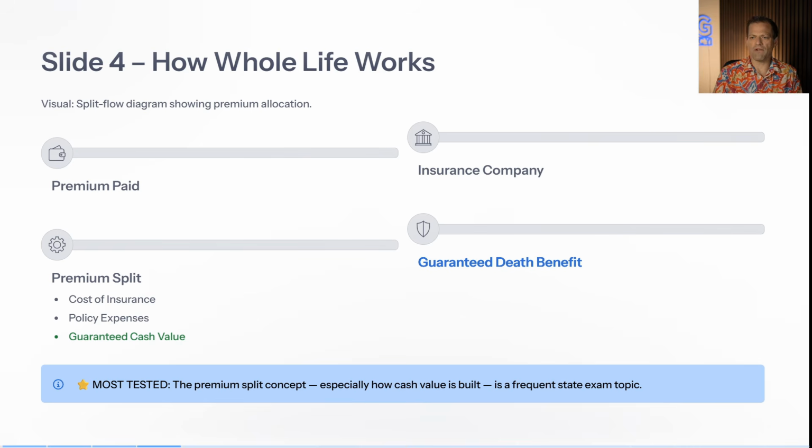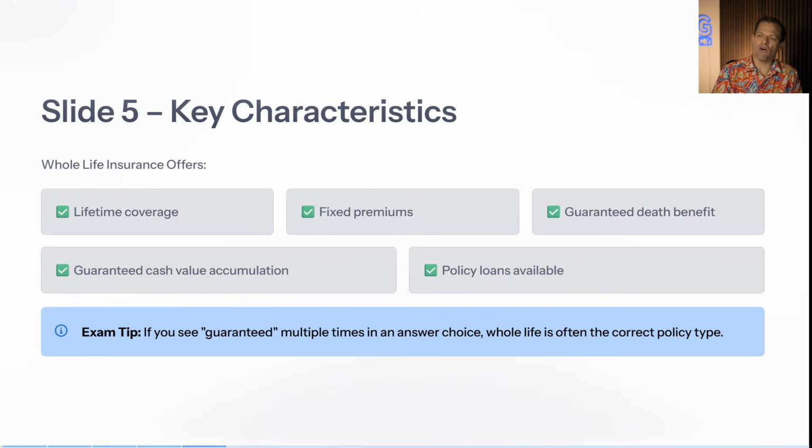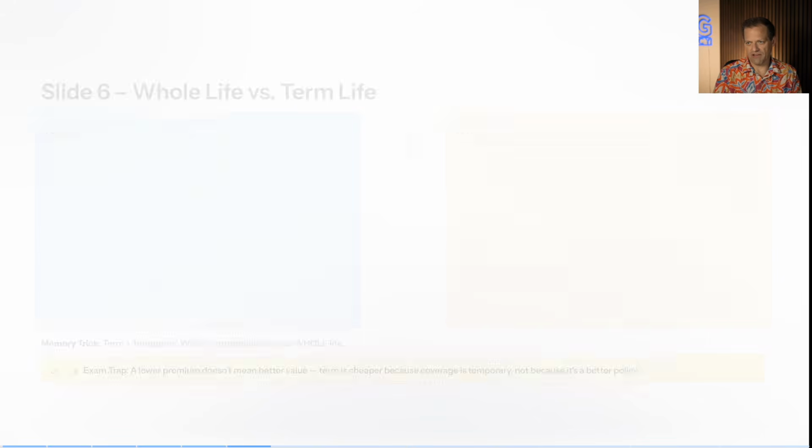So this is important from the most tested standpoint. The premium split concept, okay? Please remember that, especially how cash value is built, is a frequent state exam topic. So the premium is split in paying all of these functions, okay? So key characteristics of whole life include lifetime coverage, fixed premiums, guaranteed death benefit, guaranteed cash value accumulation, and policy loans too. So if you see "guaranteed" mentioned a bunch of times, that is the indicator, the trigger that this is probably whole life insurance you're talking about, okay?